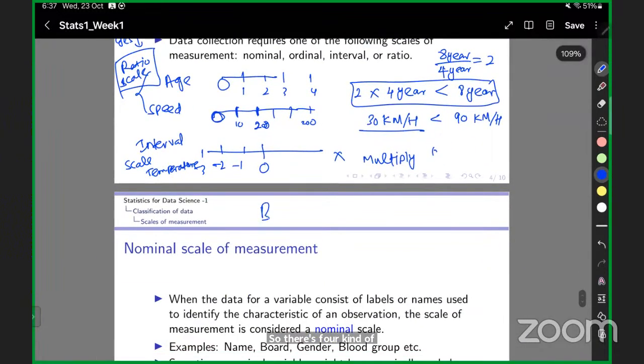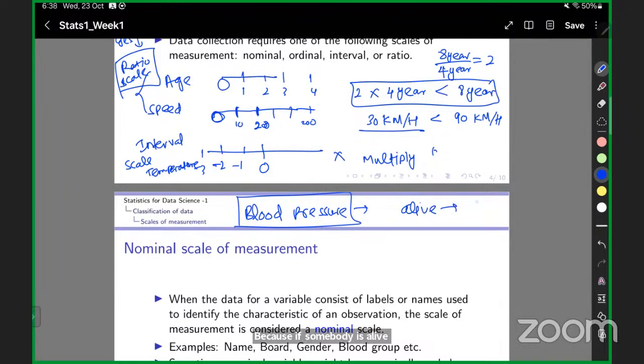Somebody had a doubt: what is blood pressure in this case? It's a bit different. When we talk about blood pressure, we measure it only if somebody is alive. That's how the devices are made. The minimum could be maybe 60, and the maximum maybe 200. It could go anywhere, but you can see there is no zero in it. There is no zero in blood pressure.